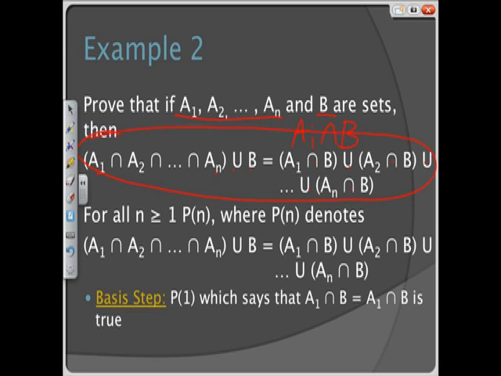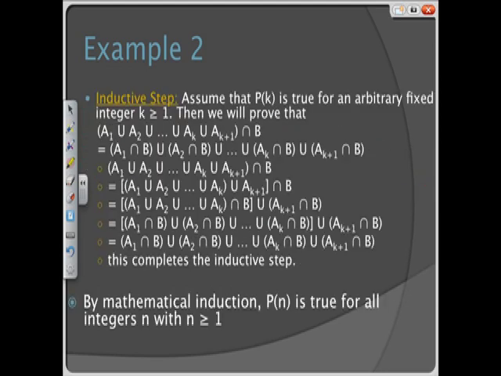So the basis step is P(1), which says that the set A1 intersection B is equal to A1 intersection B, which is true. For the inductive step, we assume that P(k) is true for an arbitrary fixed integer k greater than or equal to 1. Then we want to prove that the union of the sets A1 through Ak+1 intersection B is equal to the union of the intersections of the sets A1 through Ak+1 and B.